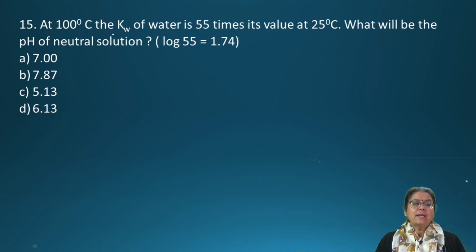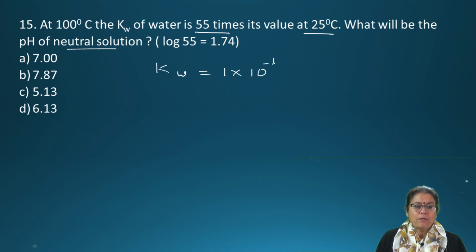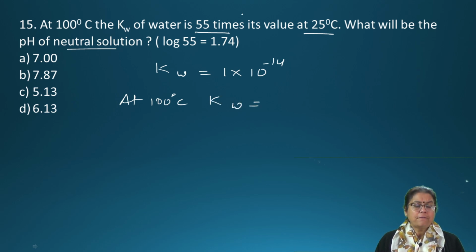At 100 degrees centigrade, the Kw for water is 55 times its value at 25 degrees centigrade. What will be the pH of neutral solution? So, अगर आप यहाँ पे देखते हो at 25 degree centigrade आपको पता है Kw की वैल्यू कितनी होती है? 1 into 10 raised to power minus 14. Kw is the ionic product of water और 100 degree centigrade पे कितनी उन्होंने दी हुई है? Kw की वैल्यू उन्होंने हमें दी है 55 times. So that will be 55 into 10 raised to power minus 14.